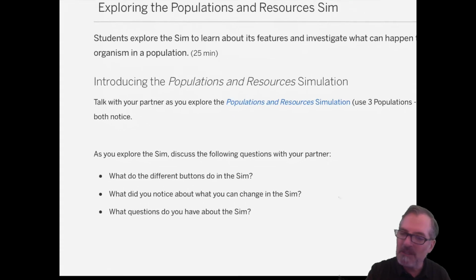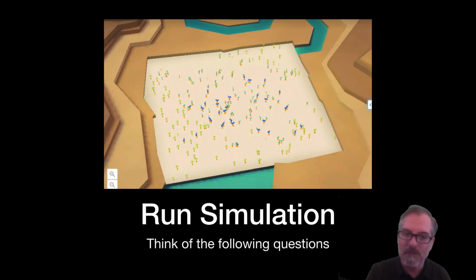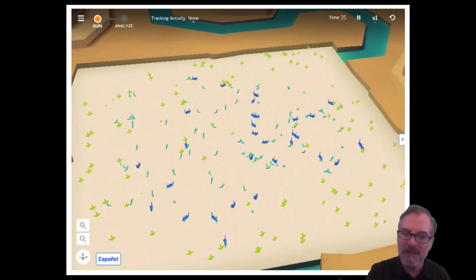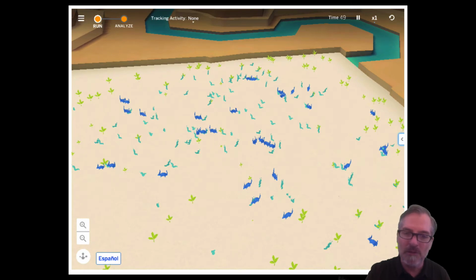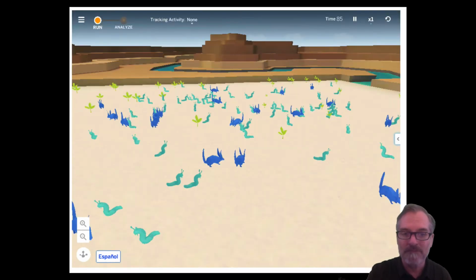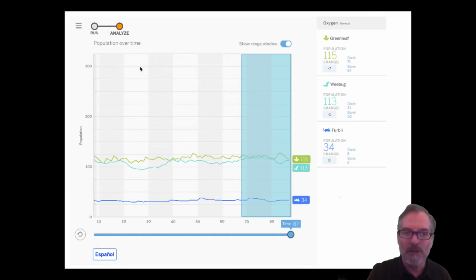Then we went back to the simulation. We played around with that a little more, asked a couple more questions, ran some of the sims. Again, you're going to be doing a little more of the sims here at home even. And then you want to be able to analyze your results and read what's going on with the population.